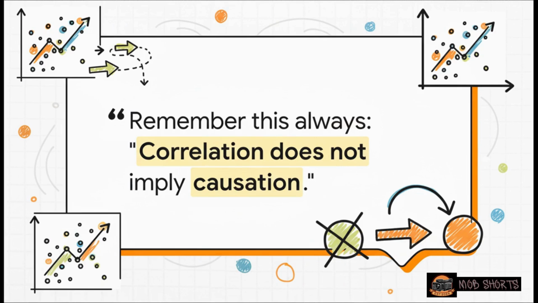And that brings us to the golden rule. You have to burn this phrase into your brain. Correlation does not imply causation. Just because two things move together, no matter how strongly, it is not proof that one is causing the other. Getting this concept is what separates a good data analyst from someone who makes really bad, really dangerous conclusions.